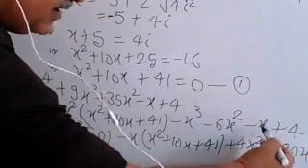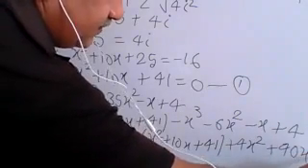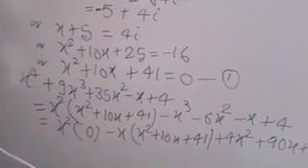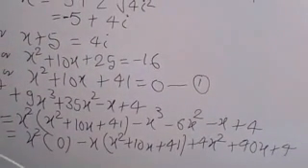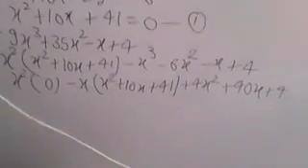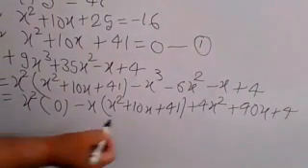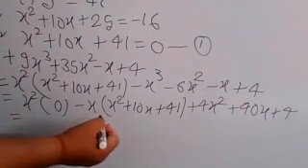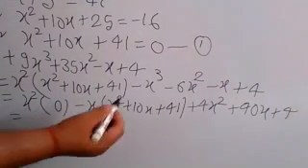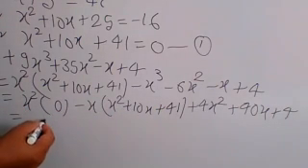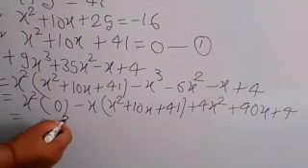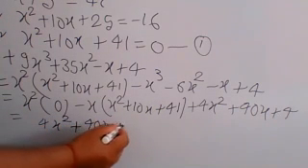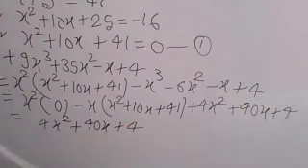So the terms up to x are balanced. So here you write plus 4. Understand? Now again, this term becomes 0, and this term is also 0. So what is left? Here you have 4x square plus 40x plus 4. You have the term like that.